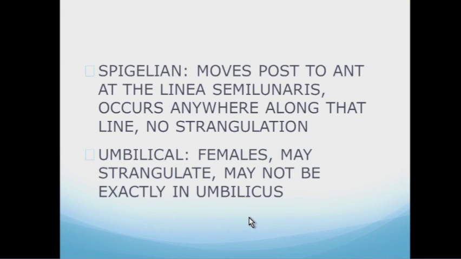Spigelian hernia moves posterior to anterior at the linea semilunaris along the edge of the rectus abdominis. It can occur anywhere along that line. There's no strangulation risk for the most part. And umbilical hernia occurs in females, may strangulate, and may not be exactly in the umbilicus.